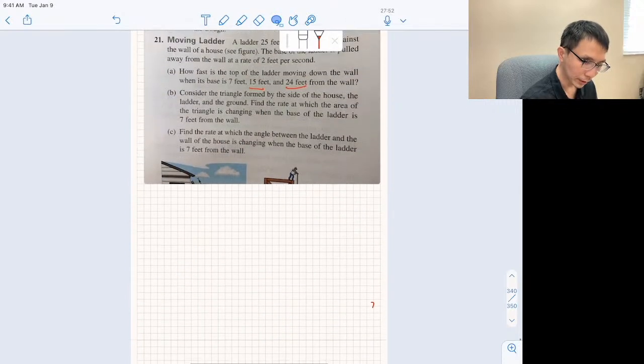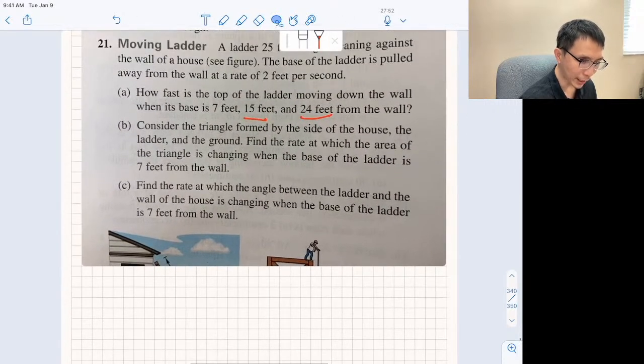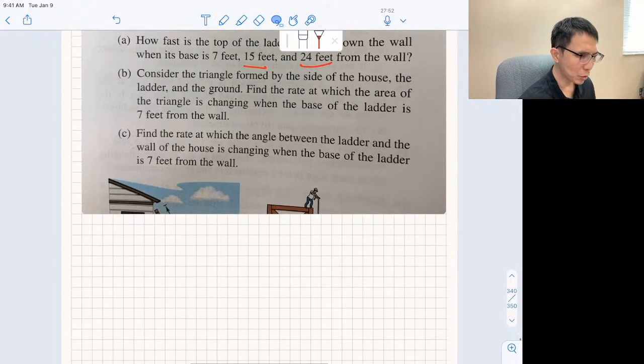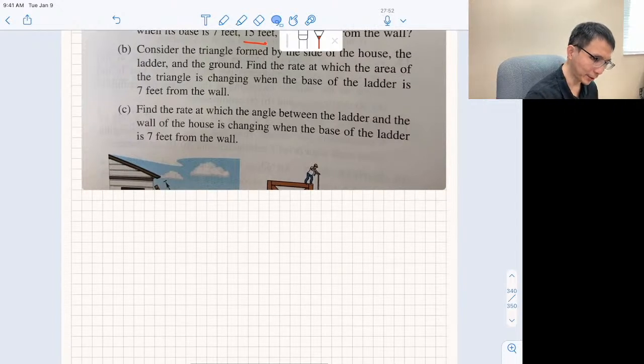Now we're going to say, find the rate the angle is changing between the ladder and the wall of the house when the base of the ladder is 7. So what does that mean, right? Let's draw the same picture again.